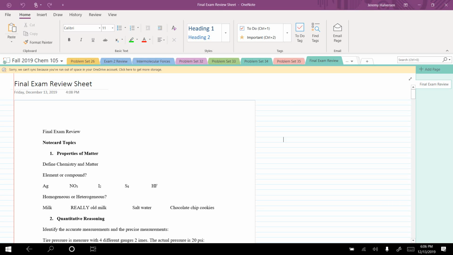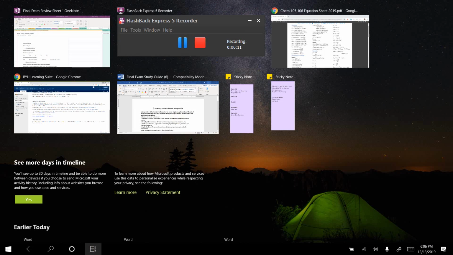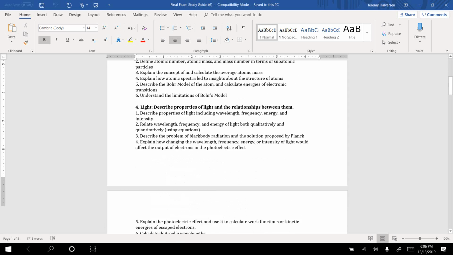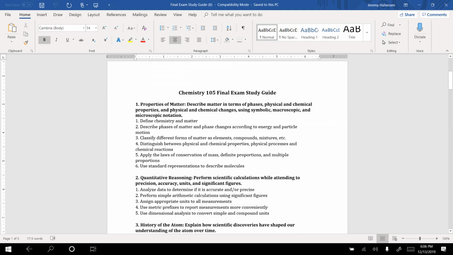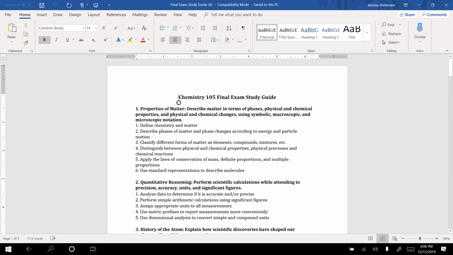All right, so let's get started. I've split this up based on just the study guide. So I've got the study guide here. It's split into different categories, right? And so that's just how I've split up the review. I tried to get questions on pretty much everything that's on the study guide.